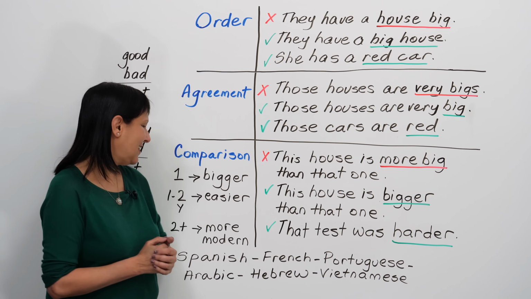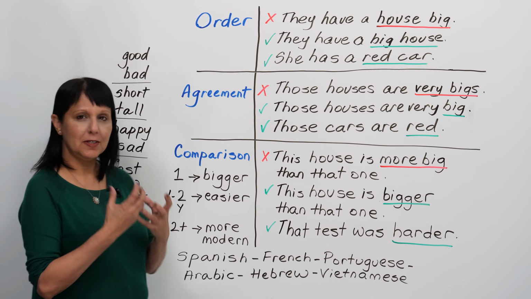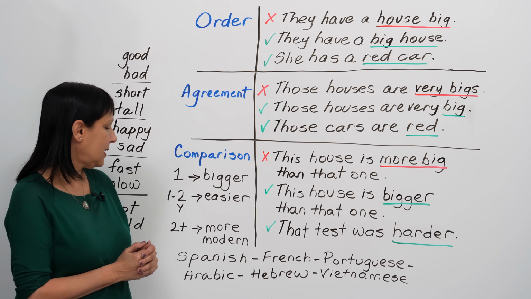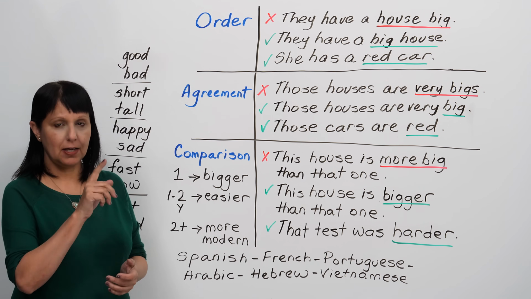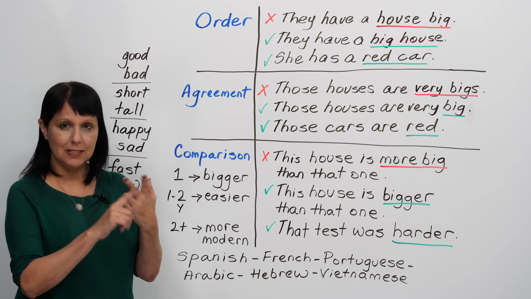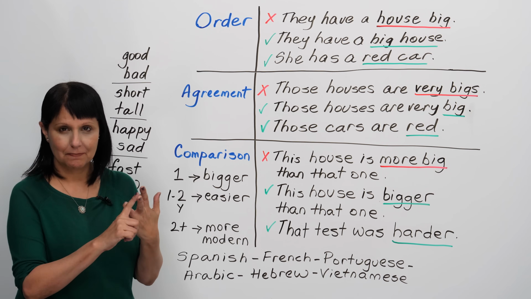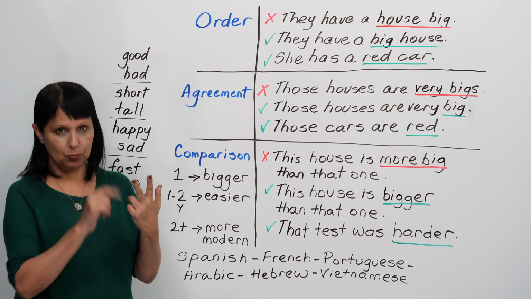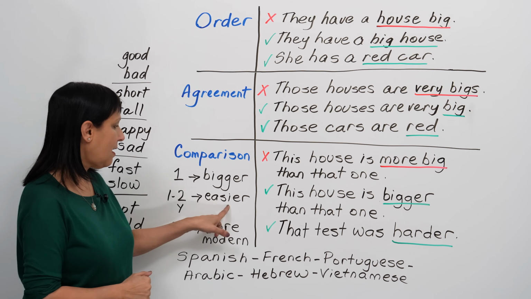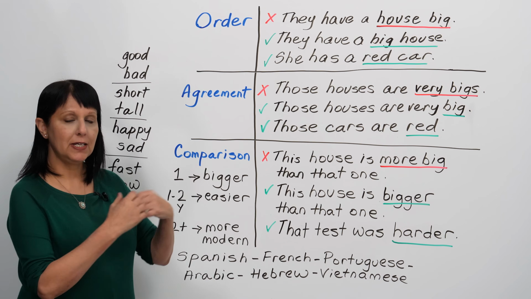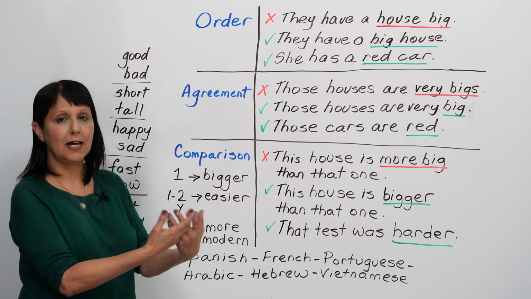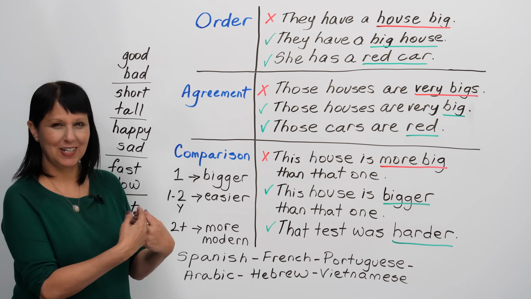Got it? Now, if the original adjective is one or two syllables, but ends with a Y, then, for example, easy, right? Two syllables, easy, or busy. Two syllables ending with Y. Then we cancel the Y and we add IER. So easy, easier. This test is easy. That test was easier. Okay?